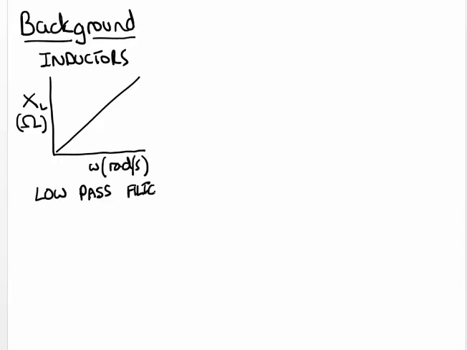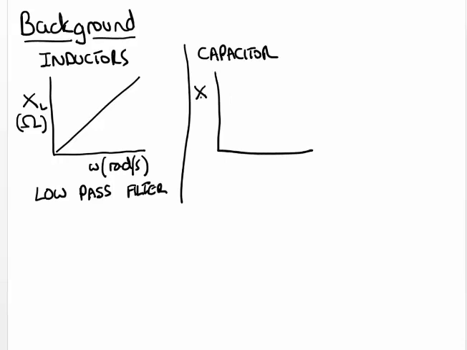And if we had a capacitor, and we plot XC, in ohms, versus the frequency. This frequency is the driving frequency, the frequency you're trying to get through the device, in radians per second. Then what we find is that it goes like this. It's an inverse relationship. At low frequencies, the capacitor blocks you, but at high frequencies, the capacitor lets you through. And so this is a high pass filter.